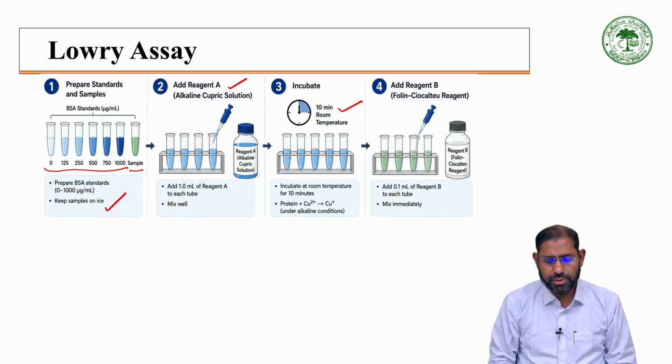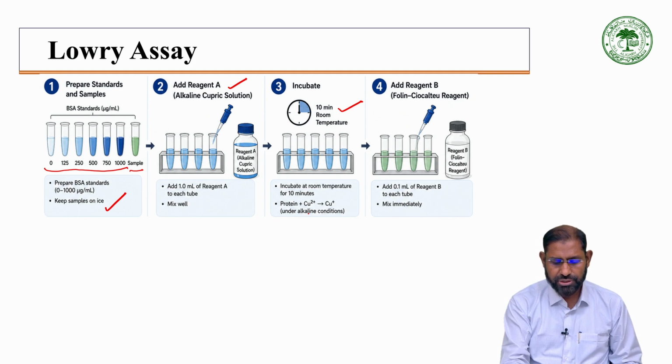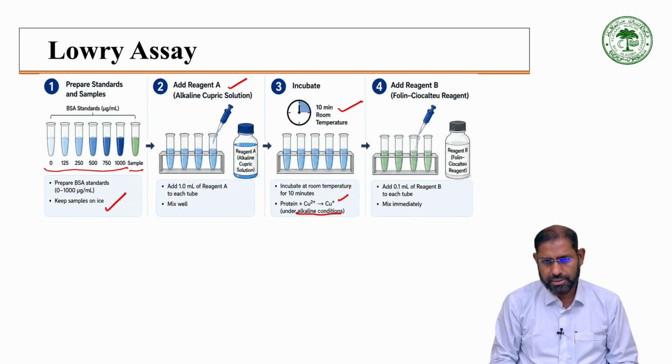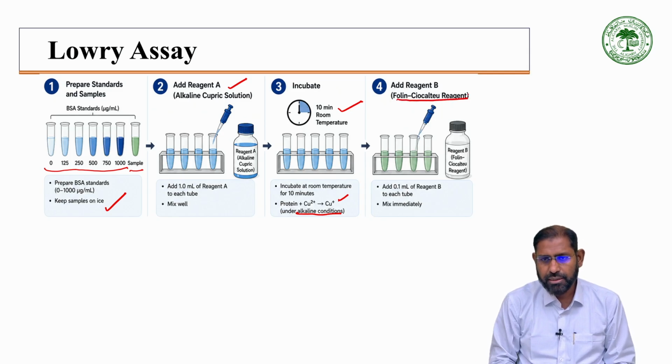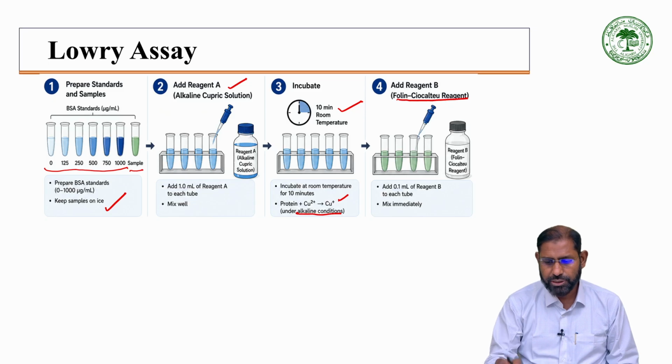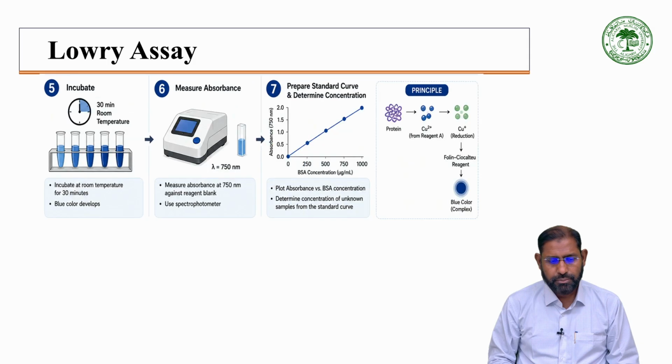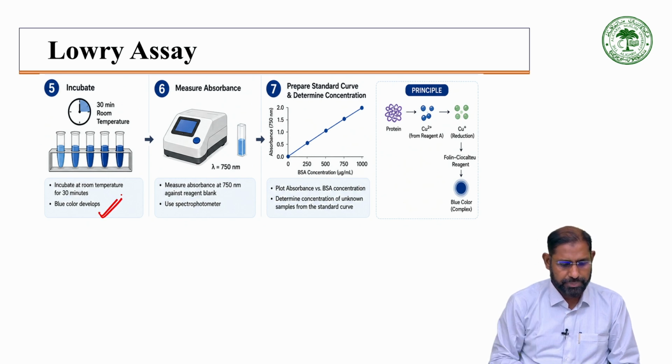Then protein plus copper 2 plus ion become oxidized under alkaline condition, and loses one hydrogen ion, then becomes Cu plus. After these 10 minutes, we add reagent B, that is called Folin-Ciocalteu reagent. We add 0.1 ml or 100 microliter of reagent B in each tube and mix immediately. Now we further incubate for 30 minutes at room temperature, and then the blue color appears.